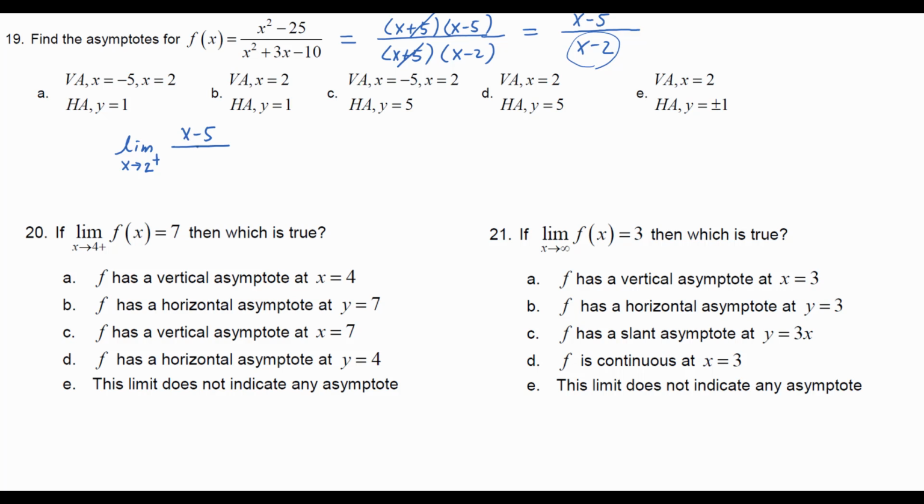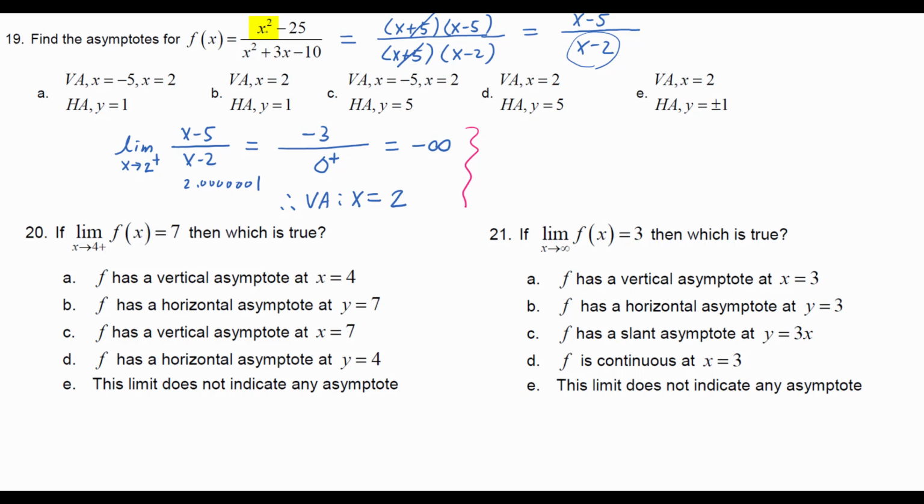The limit of x minus 5 over x minus 2, when x approaches 2 from the right, x is bigger than 2. So you can think of 2.0000001 or something. Minus 2 is almost 0. That is a positive number. And 2 minus 5 in the numerator is negative 3. So it's going to go to negative infinity. And because the limit as x approaches 2 from the right of x minus 5 over x minus 2 is negative infinity, we do have a vertical asymptote x equals 2.